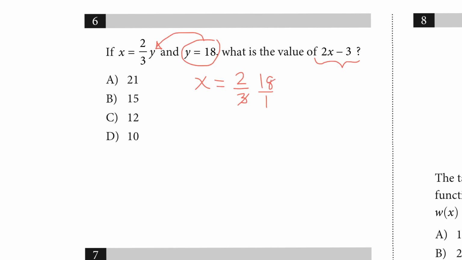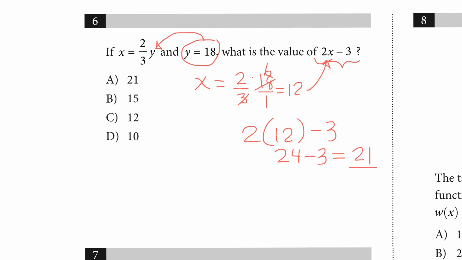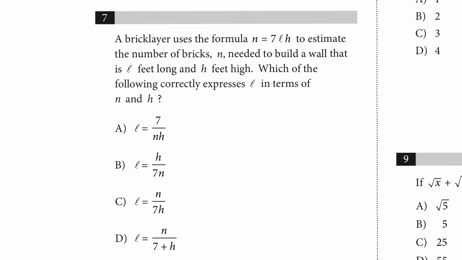So now we know that x is equal to 2/3 y, where y is 18. So 3 goes into 18 6 times, and 2 times 6 is 12. So now we know x is 12, and then we're going to go back and substitute that in here. So 2 times x minus 3, so 2 times the value of x, which is 12, minus 3. So we have 24 minus 3. That has to be 21. And in this case, the answer is A for number 6.